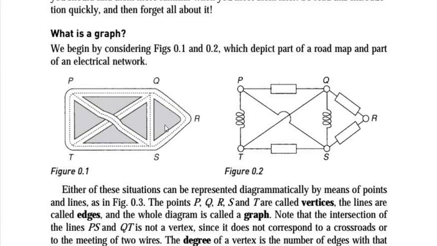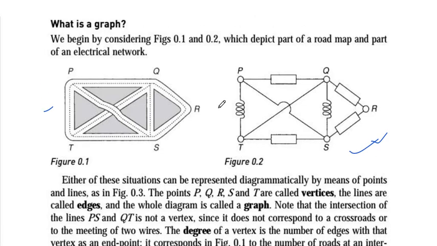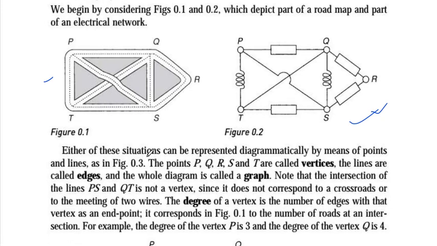Here we have two figures. One is a road network of P, Q, R, S, T, and this is an electrical circuit, an electric network of resistances. Either of these situations can be represented diagrammatically by means of points and lines.